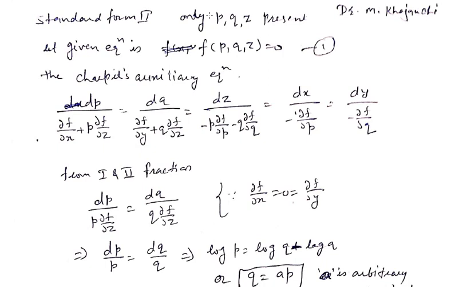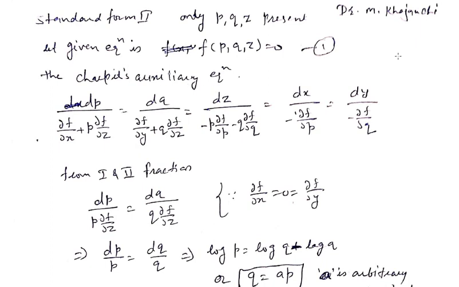Hello students, in this lecture we will study another particular method to solve non-linear partial differential equations. Here the non-linear partial differential equation of order 1 will be in the form of only p, q and z. Then this method will be applicable. If x and y are present here, this method will not work. So the given equation should be in the form of p, q and z only.